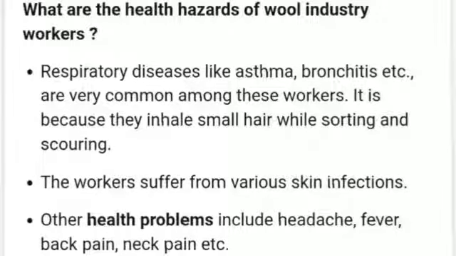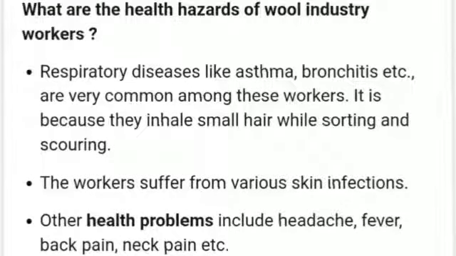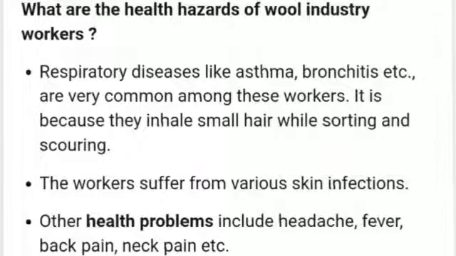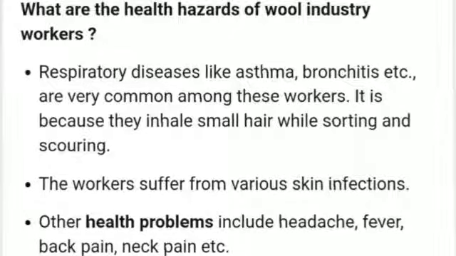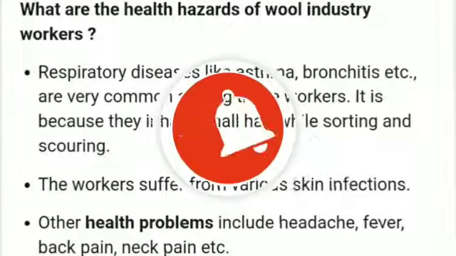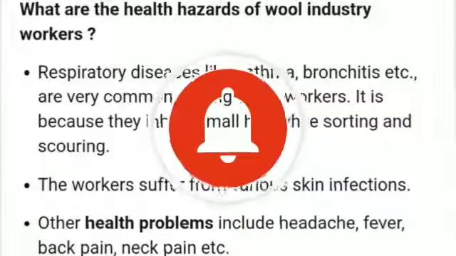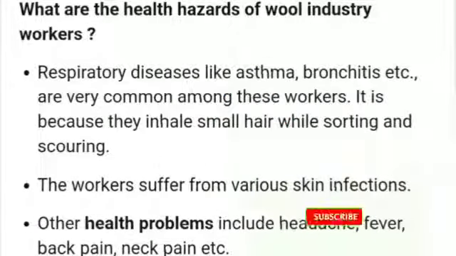Along with that, inappropriate ventilation or high temperature and humidity at the workplace also harm the general health of the worker. And hearing loss is another health hazard faced by the workers of the wool industry due to the loud noise made by machines during the processing of the wool.